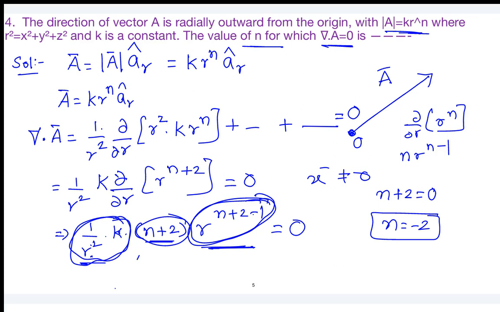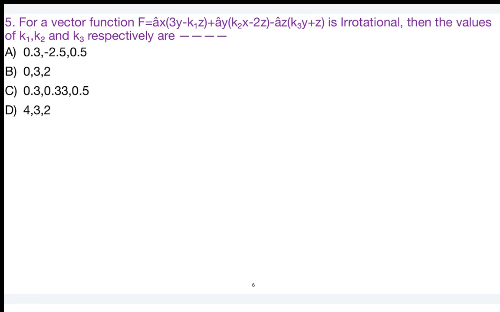You try to do this and tell me the value. This is a straightforward question. For a vector function f, I have given a vector function like this. Given that the vector function is irrotational, the values of k1, k2 and k3 respectively are. I already gave that the vector is irrotational. So what you need to do is find the curl of the vector and equate it to 0. Then you will get the constants k1, k2 and k3.